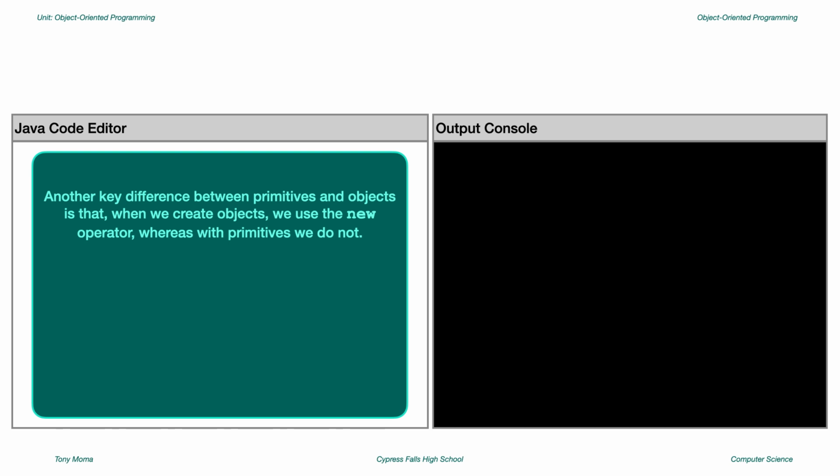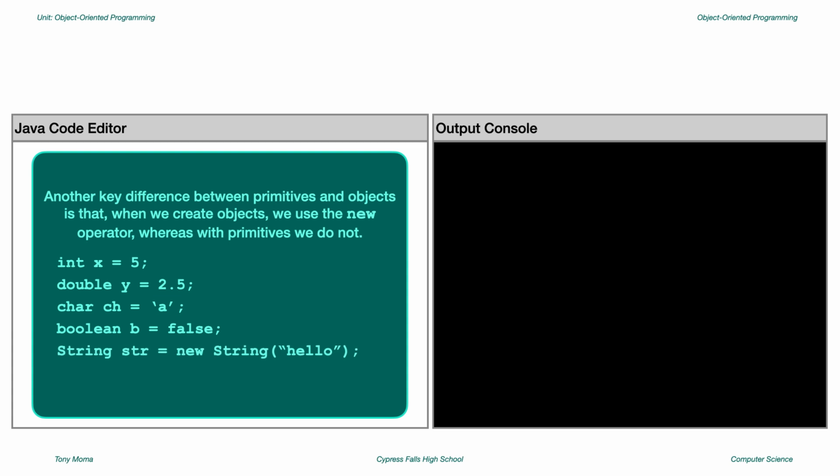Another key difference between primitives and objects is that when we create objects, we use the new operator to create them, whereas with primitives, we do not. For example, when creating an int variable, we don't say new int, we just put the value. Likewise, we don't say new double when creating a double, or a new char when creating a char, or a new boolean when creating a boolean. For string, however, we do use the new operator when we're creating a string. We say string str equals new string, then with the value that we want inside parentheses.